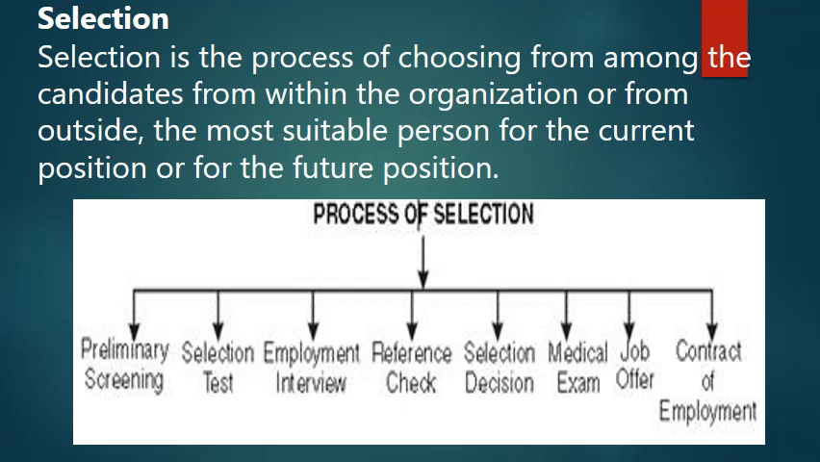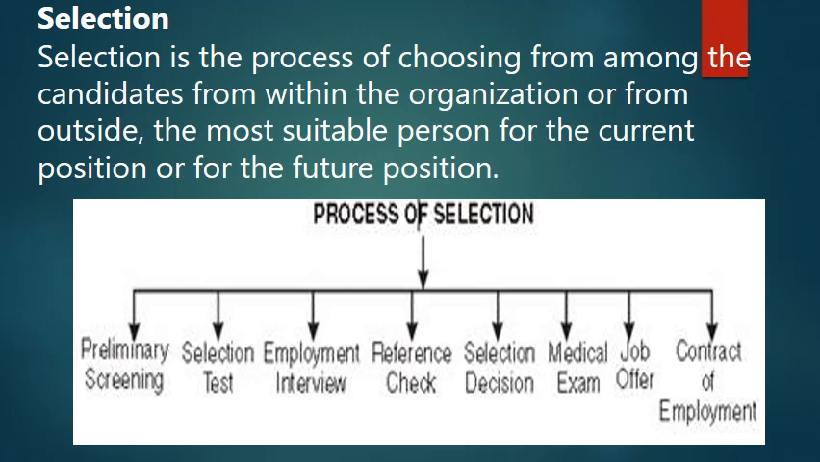So again I am reading this definition for you. Selection is the process of choosing from among the candidates from within the organization or from outside, because recruitment is of two types: internal recruitment and external recruitment. That is why it is written here within the organization, that means the internal recruitment, or the applicants who are there within the organization, among them we have to choose, or from outside the organization, means the applications which the organization has received from outside, not from the employees. So it is the process of choosing from among the candidates from within the organization or from outside the most suitable person for the current position or for the future position. So this is the meaning of selection.